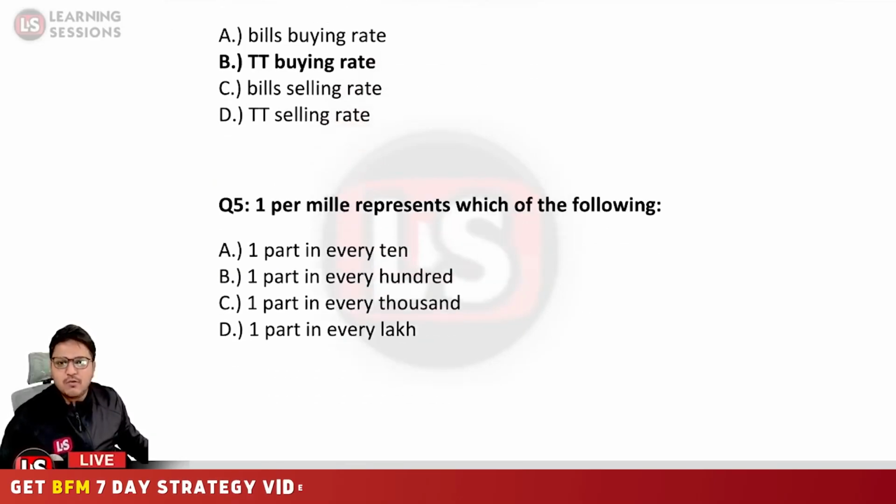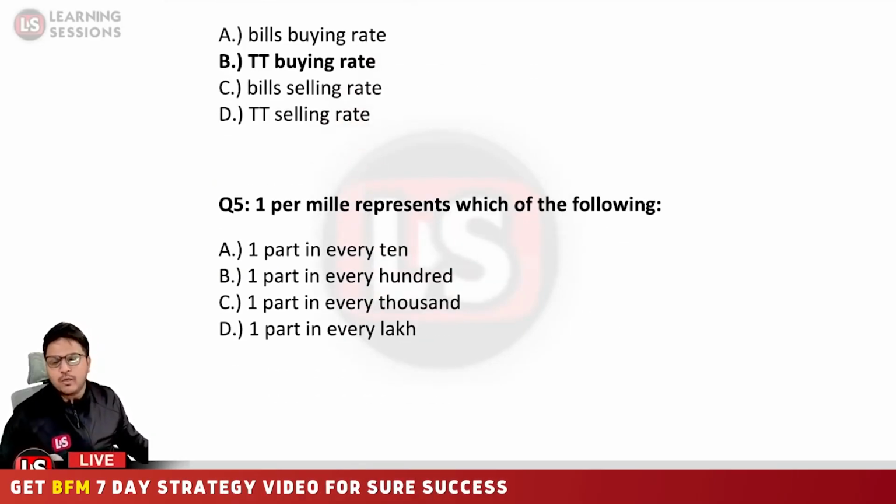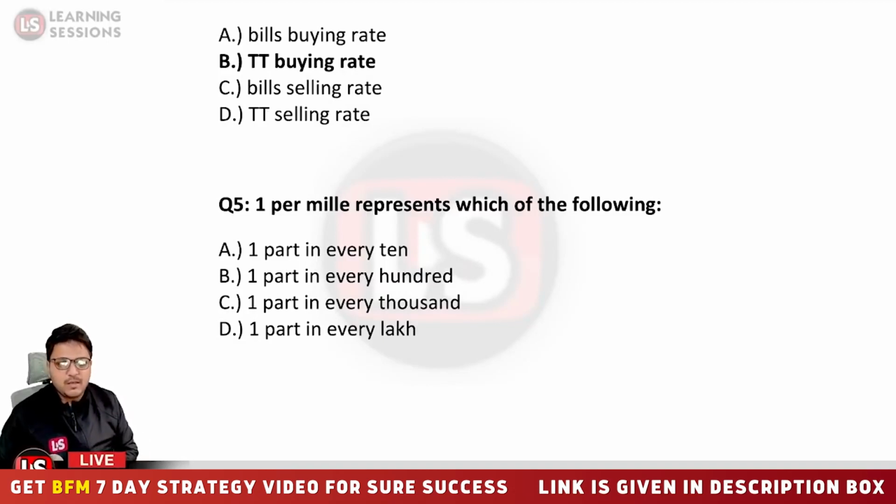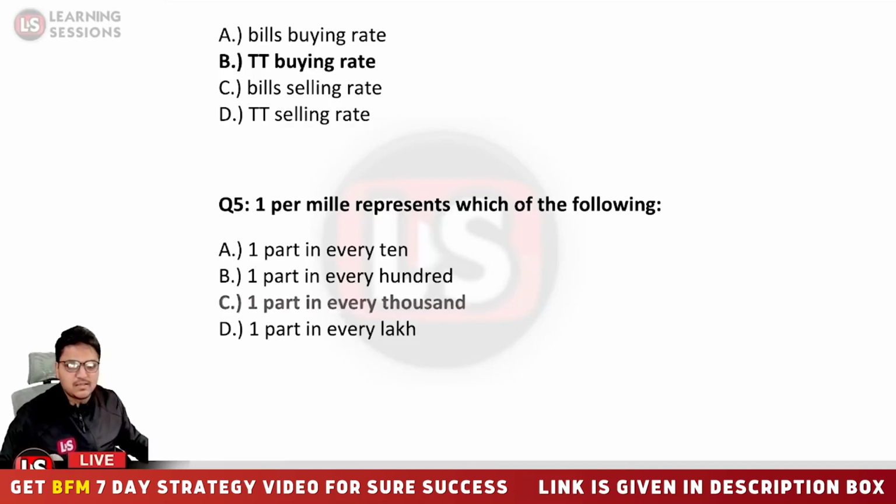Next question: 1 per milli represents which of the following? One part in every 10, in every 1000, in every 100, or in every 1 lakh. It is one part in every 1000. Priyanka has answered correctly at the earliest. Option C is the right answer, that is one part in every 1000.